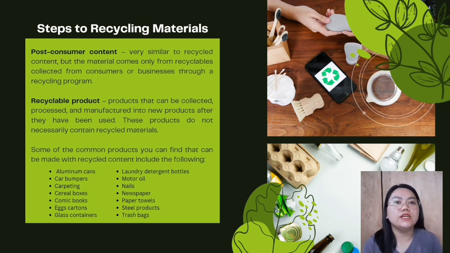So we have here some common products you can find that can be made with recycled content, which include the following. First is aluminum cans, car bumpers, carpeting, cereal boxes, comic books, egg cartons, glass containers, laundry detergent bottles, motor oil, nails, newspaper, paper towels, steel products, and trash bags.